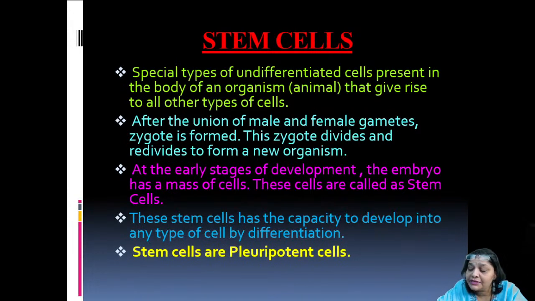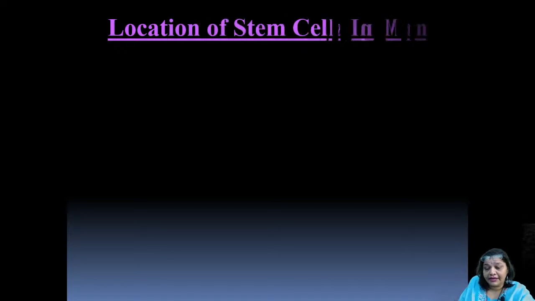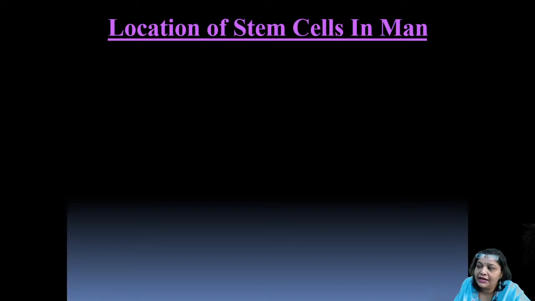Now the stem cells are called pluripotent because they have the capacity to grow into a new organism. Pluri refers to plural, many different ways in which the cell can show the capacity to produce a new organism. So these stem cells are said to be pluripotent cells. Now let us talk about where these stem cells are located in man. Location of stem cells in man. Let us just take a look at this.